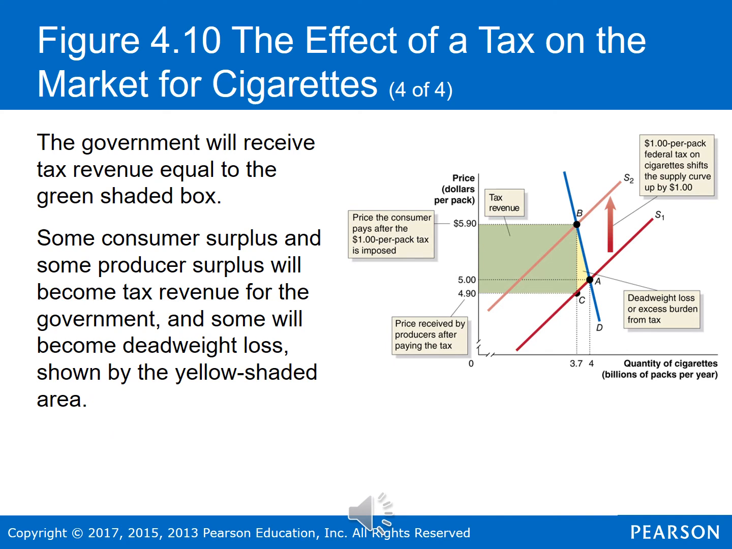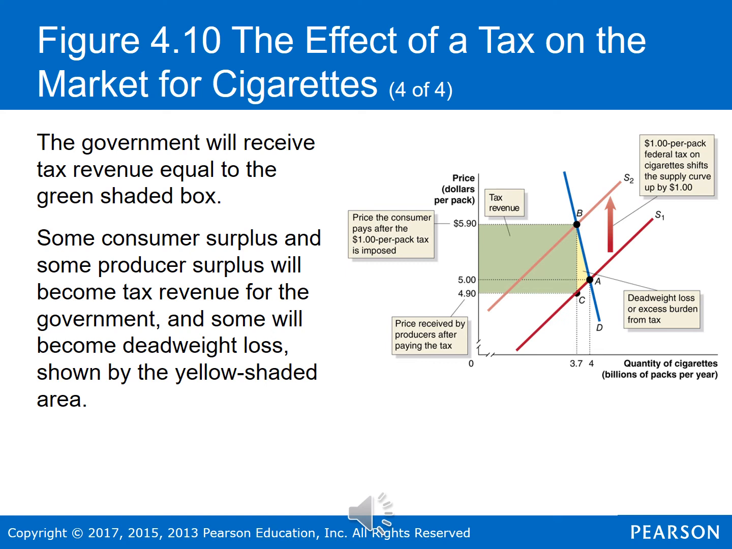Now the government is going to receive the revenue equal to the green shaded box. So it'll be the difference between what consumers pay and what producers actually retain. In this case, it's $1, because that's the amount of the tax, times the quantity of packs of cigarettes being sold. So 3.7 billion packs per year.